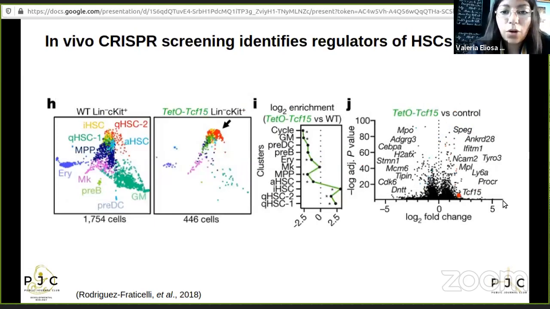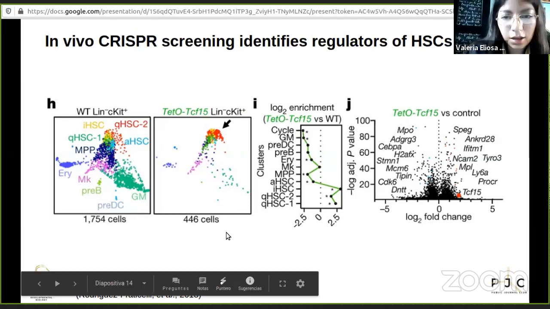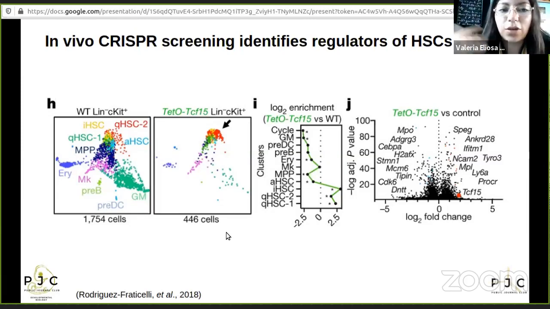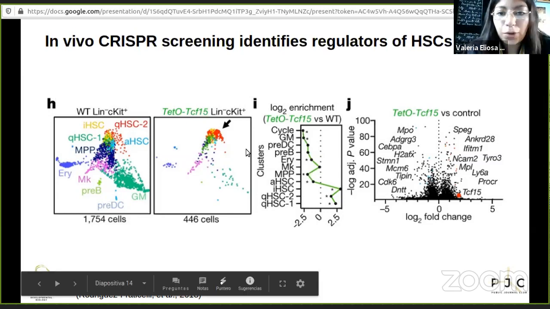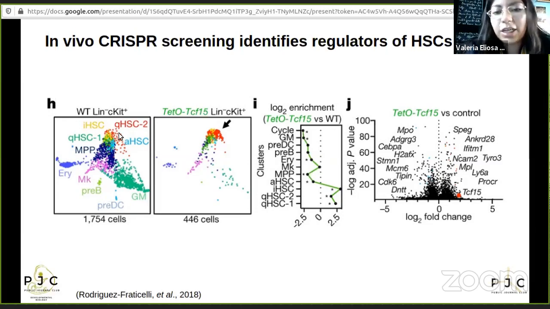Thank you. So the other way around, when they used a lentiviral doxycycline-inducible TCF15 transgene, they observed in panel H that when the transcription factor is overexpressed, the quiescent hematopoietic stem cell cluster are the only ones overexpressing the transcription factor. And in panel I, we can see that the enrichment is mostly in the stem cell compartment when the transcription factor is overexpressed.